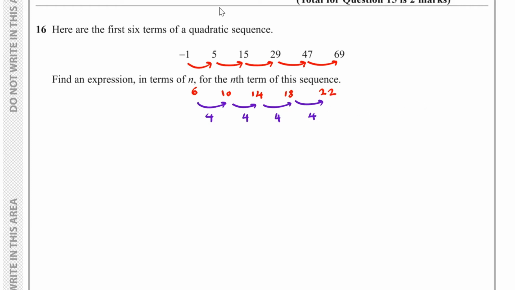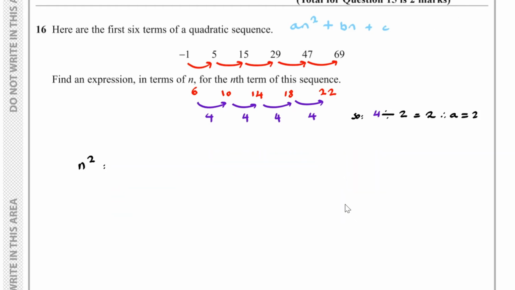So therefore, to find out the coefficient of a, remember a quadratic sequence is going to be of the form an squared plus bn plus c. To find the value of a, we simply divide the second difference by 2. So we have 4 divided by 2, which is equal to 2. So therefore, a is equal to 2. My next step is to write down the sequence: minus 1, 5, 15, 29, 47.